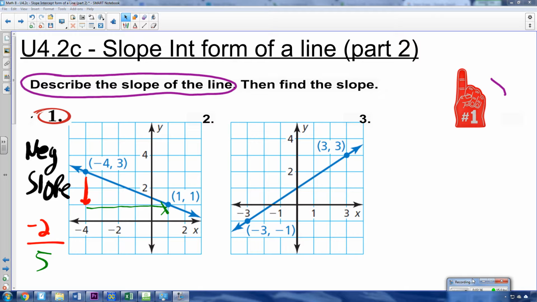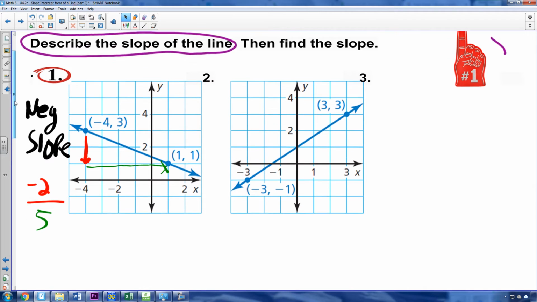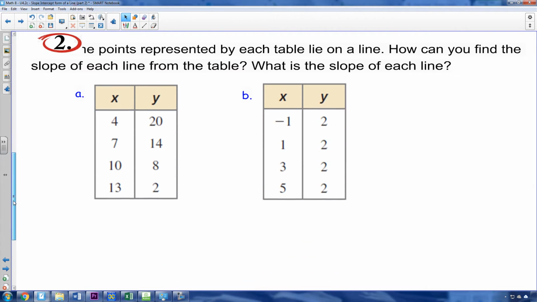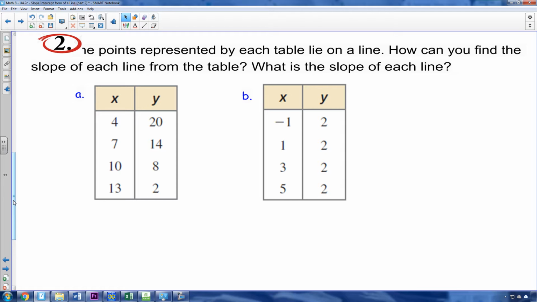So let's keep going. Let's go to the next one, which is number 2. These are my special numbers. When you see the number that's circled weirdly like that, and it kind of is unique, that's how you know what I'm talking about. So I'm saying number 2. These points lie on a line. How could you find the slope of the line from this table?